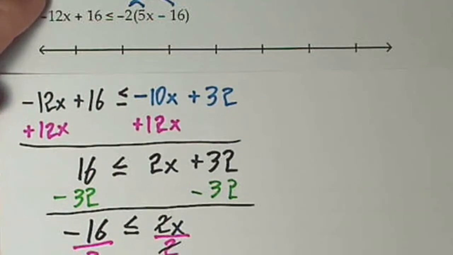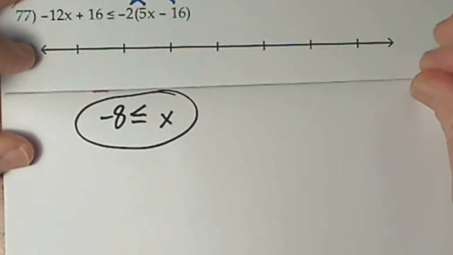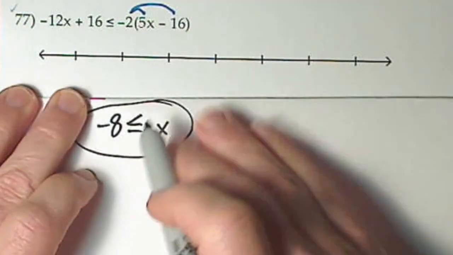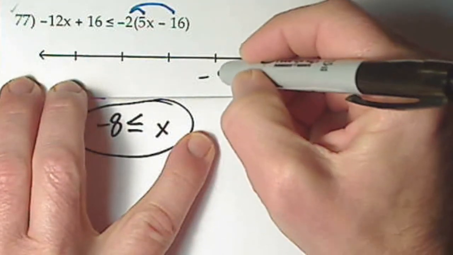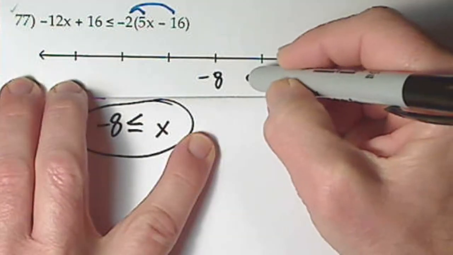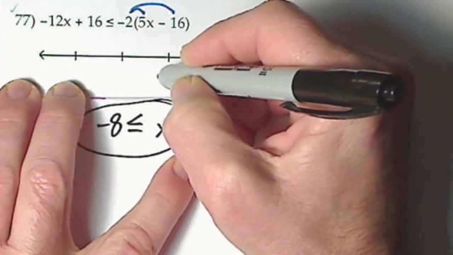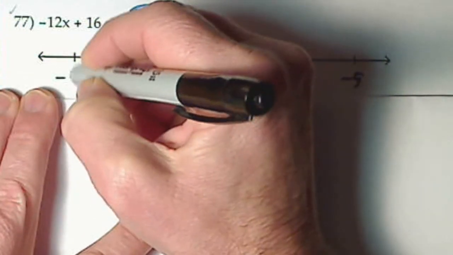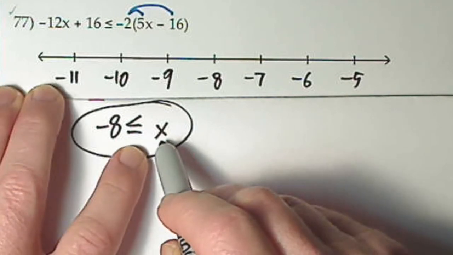And I want to graph it on a line up here. So 77, we figured out that x is greater than or equal to negative 8. So I'll put my negative 8 in the middle, negative 7, negative 6, negative 9, negative 10, and x is greater than or equal to negative 8.